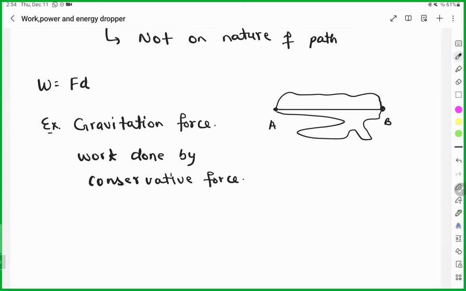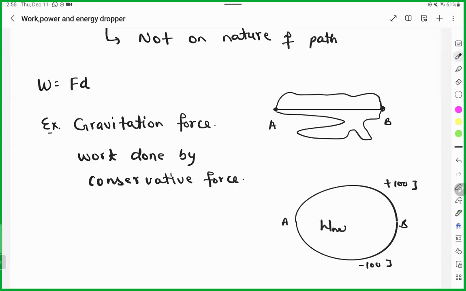That's why net work done by the body in moving a round trip will be zero. Example, if you go from A to B like this and work done is plus 100 joule, then B to A, because it depends upon the initial and final position, it will be minus 100 joule. What will be the net work done? Zero. Make sense? Any doubt? No, sir.